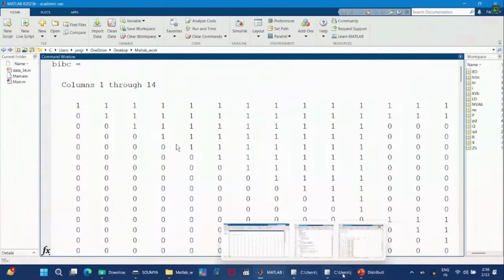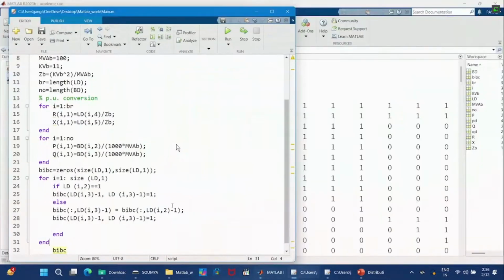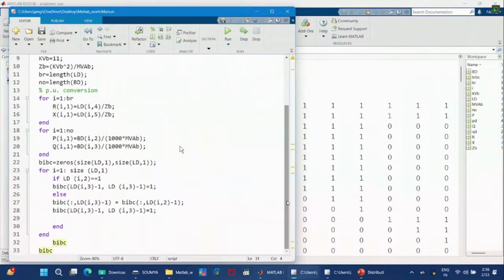So somehow we were able to formulate the BIBC matrix. The logic is there: if the nodes are connected, then it's supposed to be 1. If it is not, then keep it whatever it remains. Similarly, we have to go on to the calculation of the BCBV matrix.